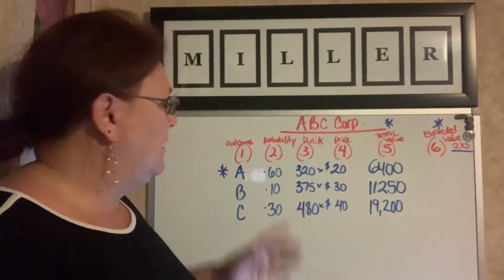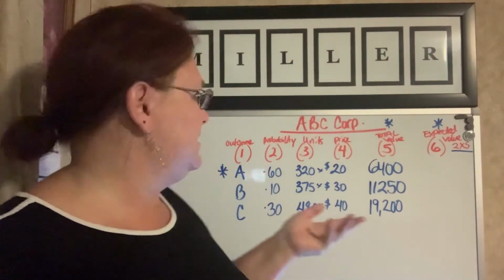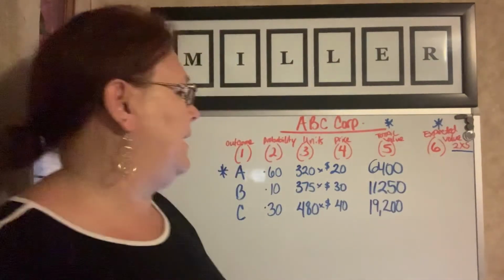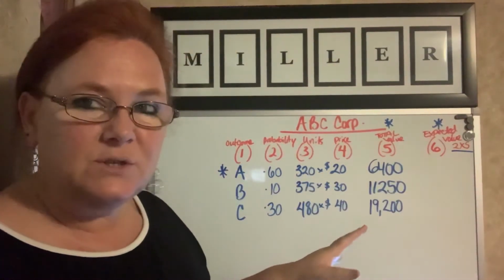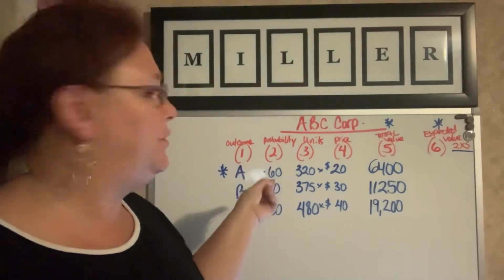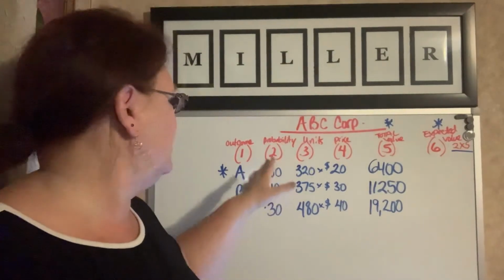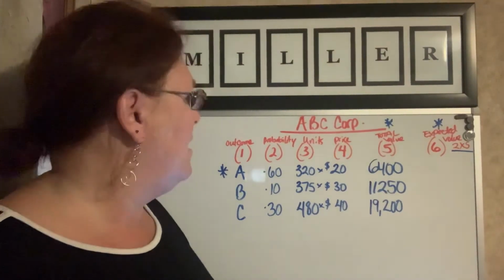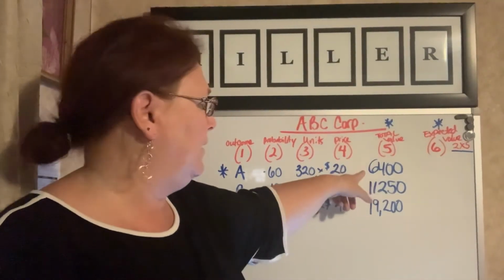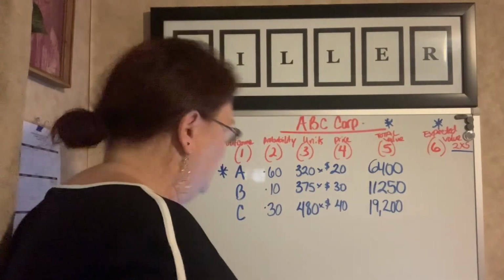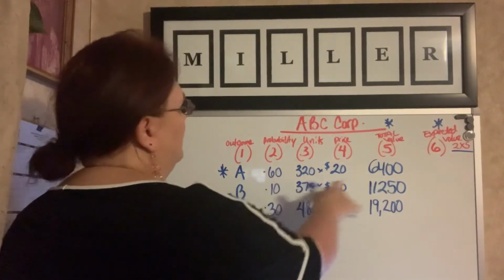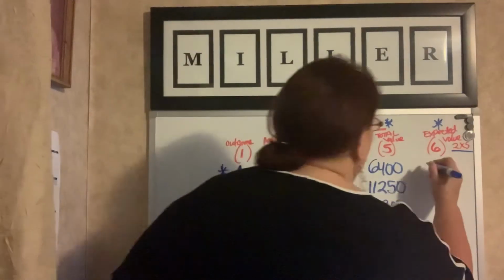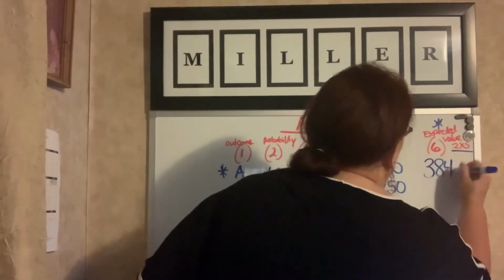Okay. The hardest component of this is probably column 6, but again, not too bad. All this is telling us is to take column 2, the probability of that particular scenario happening, and multiply it by the total value. So in this one, you're literally taking 60%, multiplying it by $6,400, which comes to $3,840.